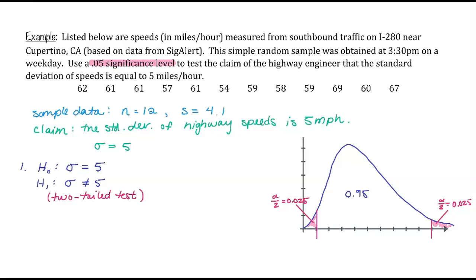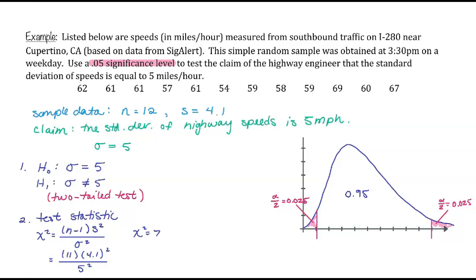Let's calculate our test statistic. That's chi-squared equal to n minus 1 times s squared divided by sigma squared. Substituting our values, we have a sample size of 12, so n minus 1 is 11. We have a sample standard deviation of 4.1 and a population standard deviation found in the null hypothesis of 5. Putting this into our calculator and using really good order of operations, we find that our test statistic, chi-squared, is equal to 7.396. If you would like to use the p-value method, you'll need to find the area in the tail associated with this value for chi-squared.